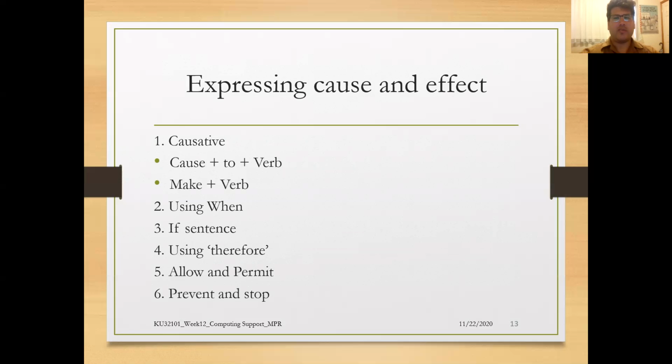Okay, so for this week, we're going to look at some more ways that we can express cause and effect in the context of the IT industry. Okay, so one, we have the causative, cause plus to plus verb. Then we have the causative verb make plus verb. Two, using when. Three, an if sentence. Four, we're going to look at using therefore. Five, using allow and permit. And then six, using prevent and stop. So, like I said, we have a lot of content this week.